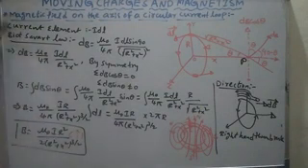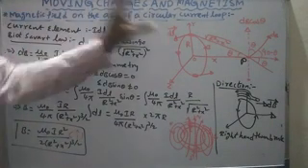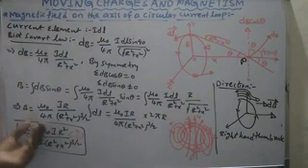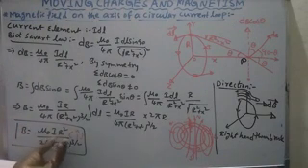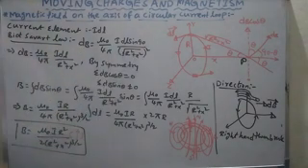I hope you understood. Magnetic field on the axis of a circular current loop is B equal to mu naught I r square by 2 into (r square plus x square) whole power 3 by 2. This is a very important expression, and very easy also.